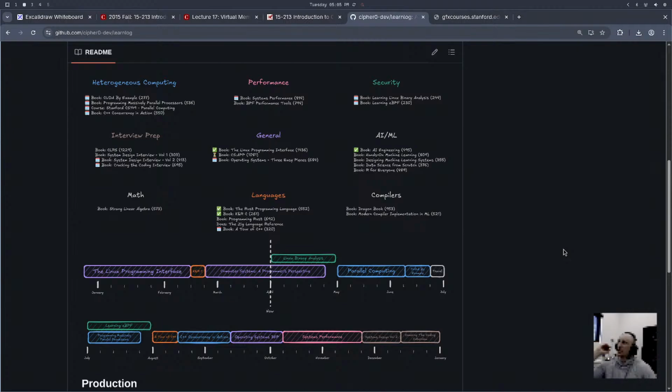Am I a college student? No, I'm not. Yeah, I'm kind of retired. I'm semi-retired now. I quit my job back in 2024, and now I just like study computer stuff all day.